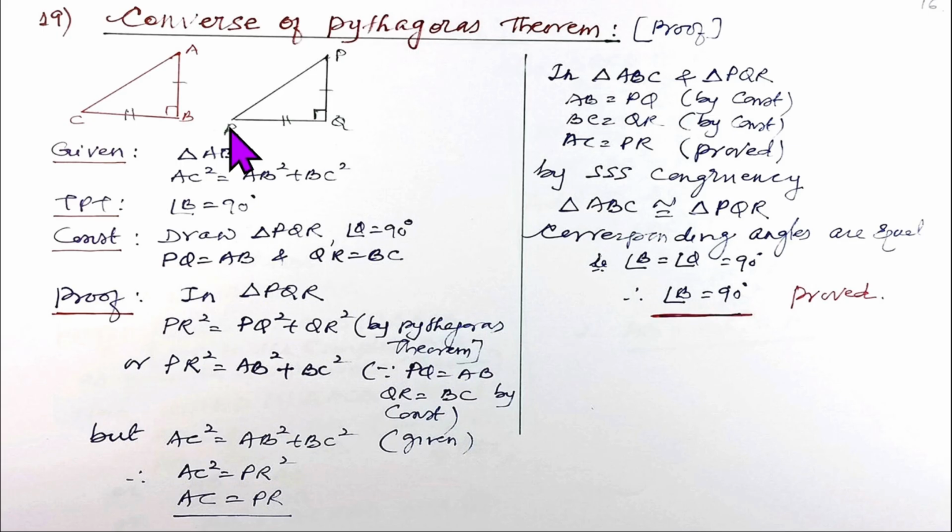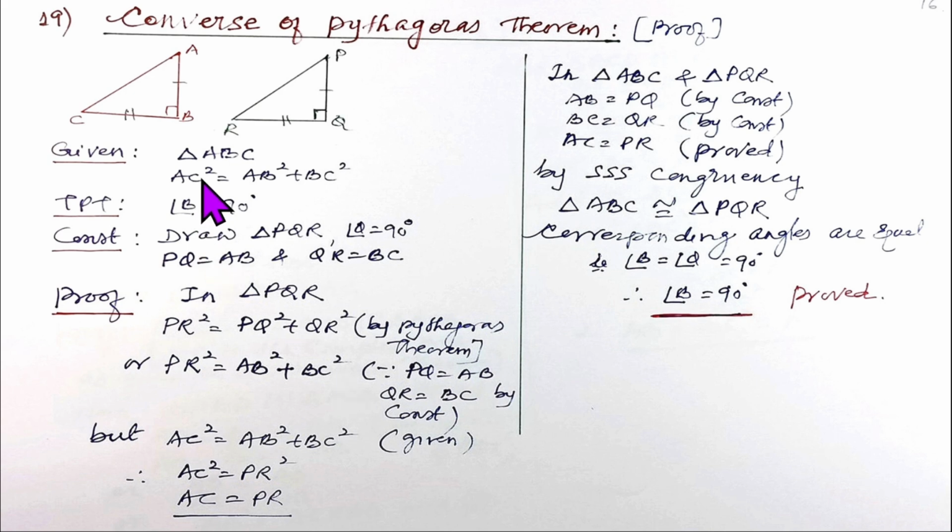Now in triangle PQR, PR square is equal to PQ square plus QR square by Pythagoras theorem, because the angle is 90 degrees, it is a right angle triangle, PR is the hypotenuse. But PQ is equal to what? AB, so I can replace PQ square by AB square. And what is QR? QR is BC, I can replace by BC square. So PR square is equal to AB square plus BC square.